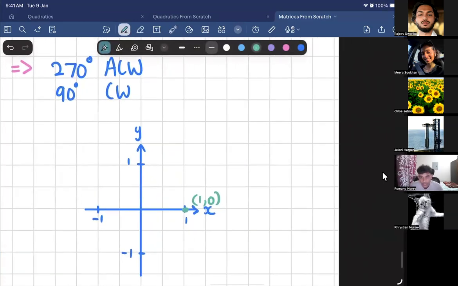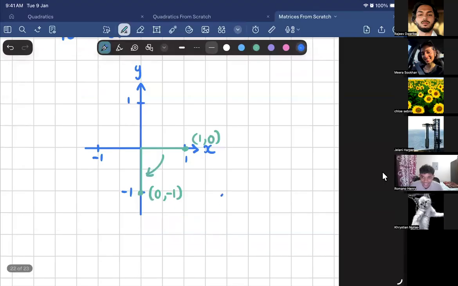So we want to rotate 90 degrees clockwise. 90 degrees clockwise, wouldn't that just be over here? Yeah. Where did I end up at? 0, -1. Aha. So tell me what I'm gonna put in the matrix. So it will be 1. No.